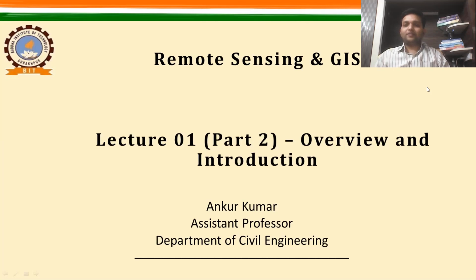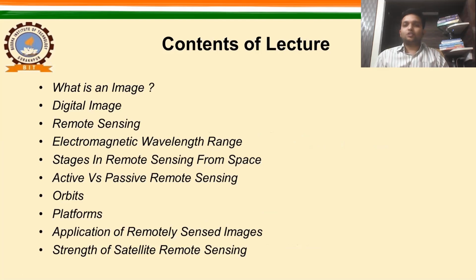So in the previous lecture, let's have a recap of what we have covered till now. This was the content of the lecture, the overview and introduction part. We have covered what is an image, what is a digital image, what is remote sensing, what is the electromagnetic wavelength range, and what are the different stages in remote sensing from space. Then we also covered active versus passive remote sensing, and different types of orbits and platforms.